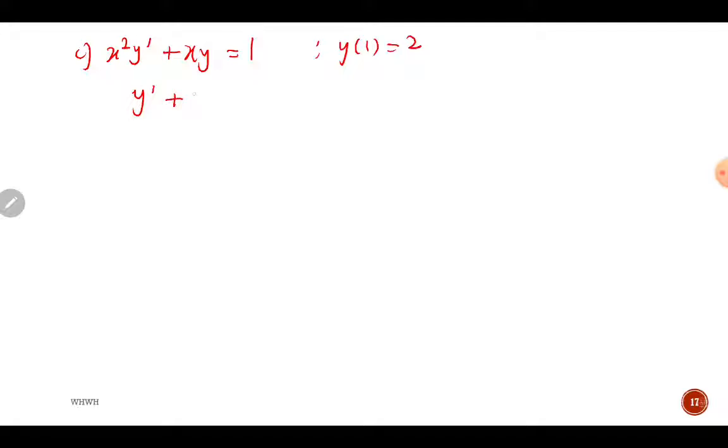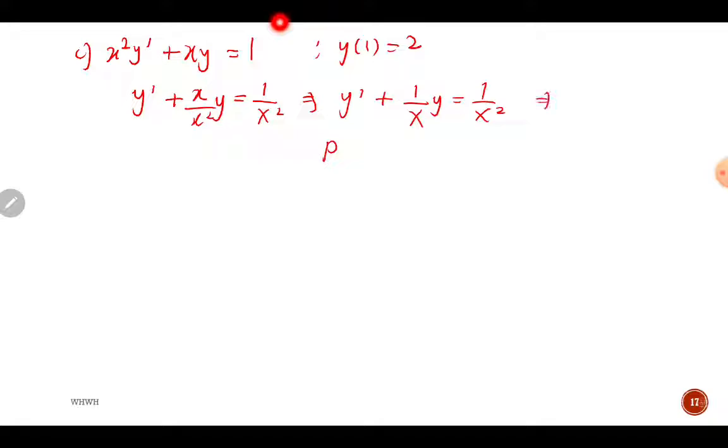So we have x over x square and equals to 1 over x square. So this will give us y prime plus 1 over x y equals to 1 over x square. Okay, I missed the y here, so y here. Alright, so from here we identify by comparing.